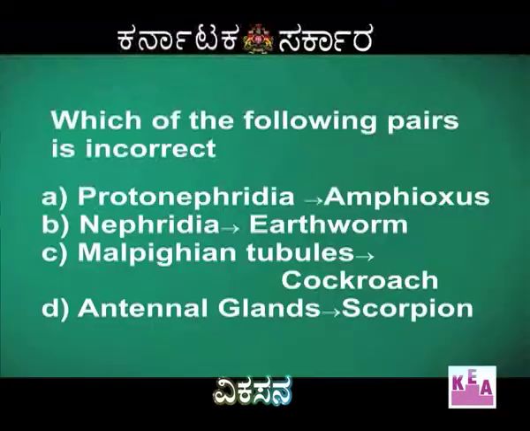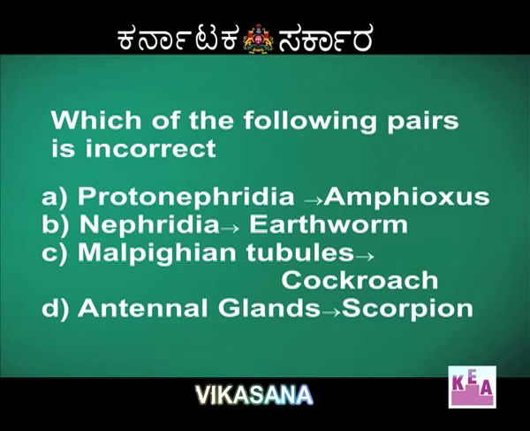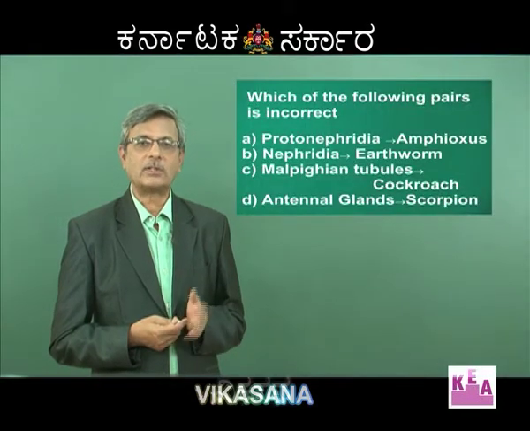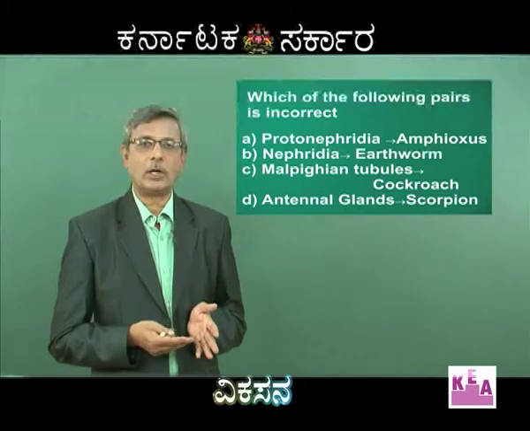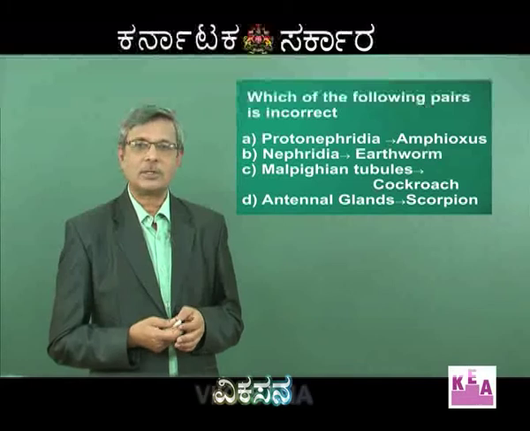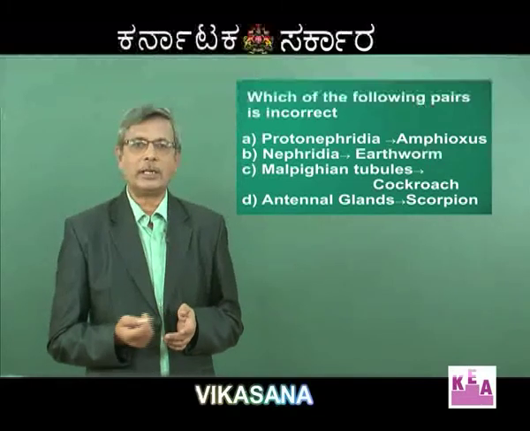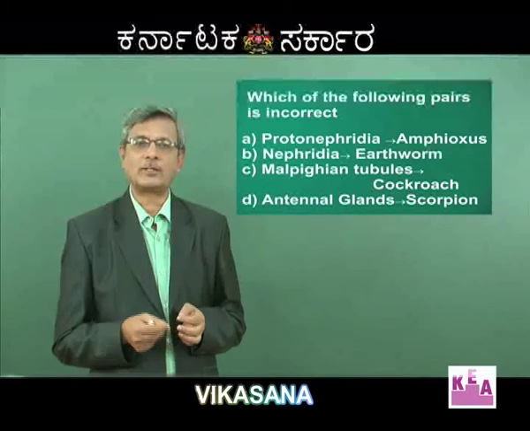The question is, which of the following pairs is incorrect? Protonephridia, Amphioxus; Nephridia, earthworm; Malpighian tubules, cockroach; antennal glands, scorpion. So you are going to find different types of excretory structures and their examples. Protonephridia are found in flatworms. They are also found in cephalochordates, which are protochordates. Amphioxus is the classical example. Thereby, that is correct and it is not an option as an answer.